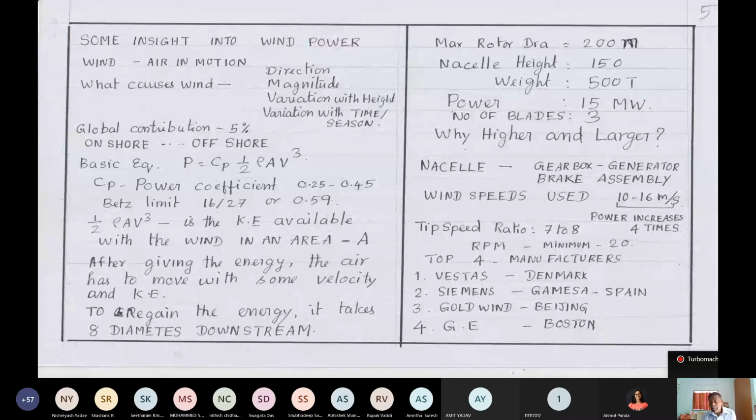One important parameter is the tip speed ratio. The diameter is there, the RPM is there, so you can find out the tip speed, pi D N by 60. Tip speed divided by the wind speed is called the tip speed ratio. It is given that the tip speed ratio may be around 7 to 8. The wind speeds used are around 10 to 16 meters per second.